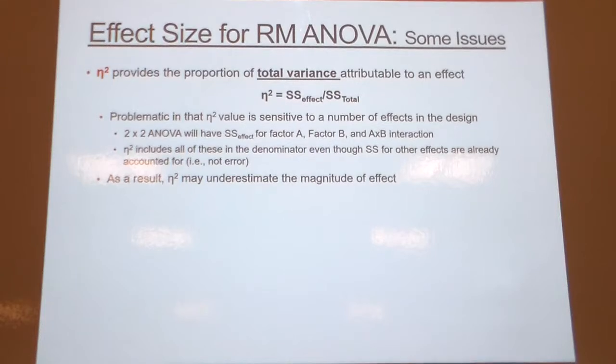But we know that our eta squared value is going to be sensitive to how many effects we have in our design, just like with our between subjects ANOVA, right?